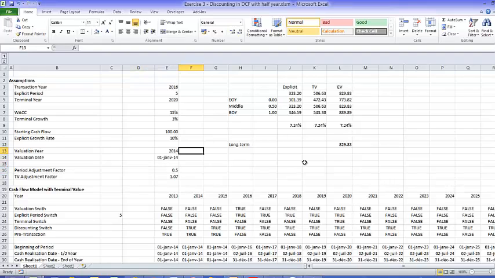So we're going to assume a transaction occurs sometime in the future. We're going to put alternative terminal value dates in here. We're going to put in a weighted average cost of capital. This is an extremely high WACC, obviously, a terminal growth rate. We're going to put some starting cash flows and a different growth rate over the explicit period. And then we're going to make a valuation year that's not the transaction year. So we'll pull it ahead of time.